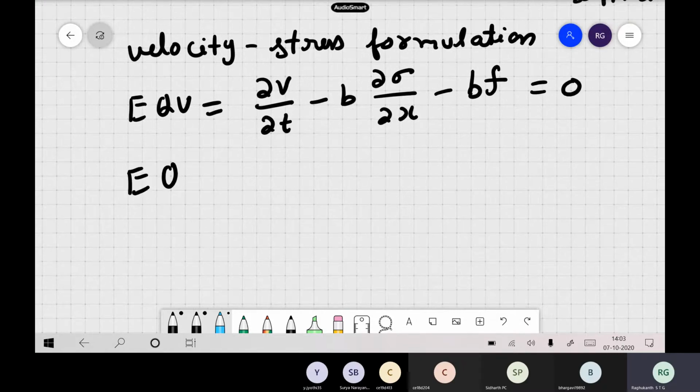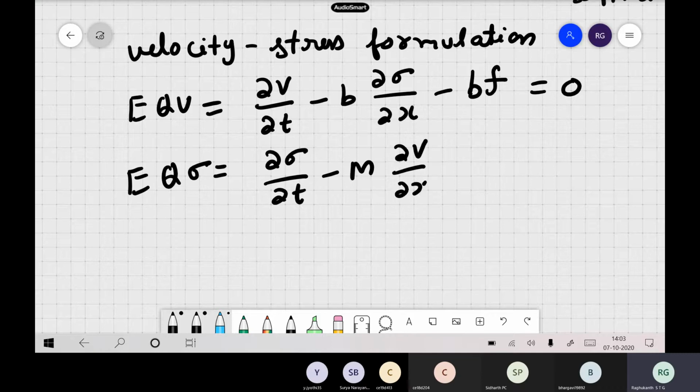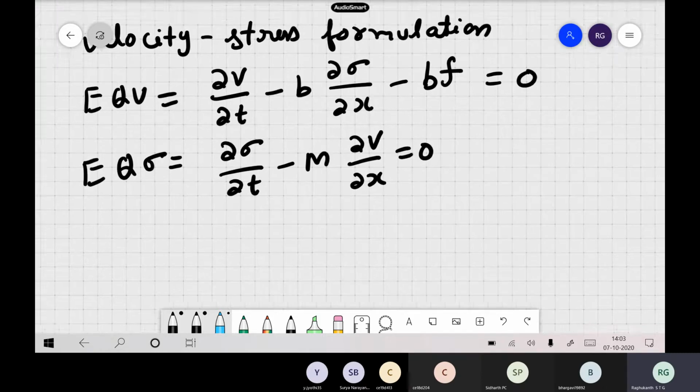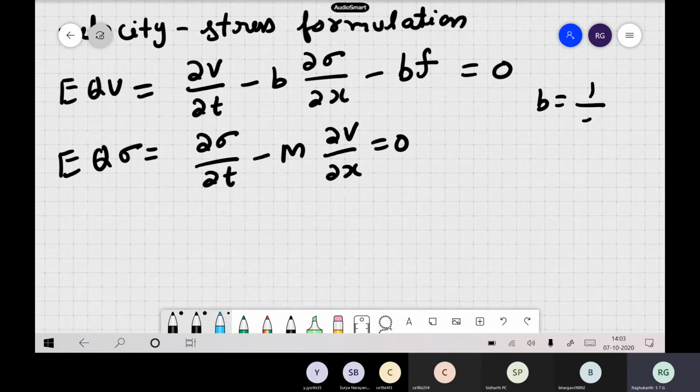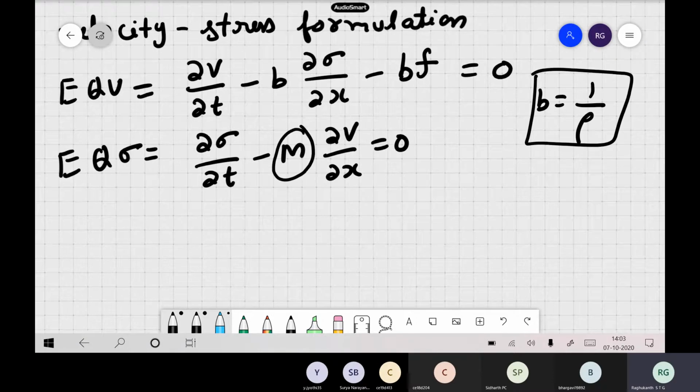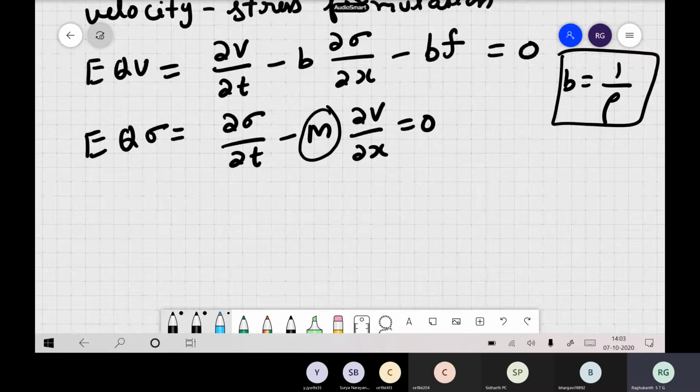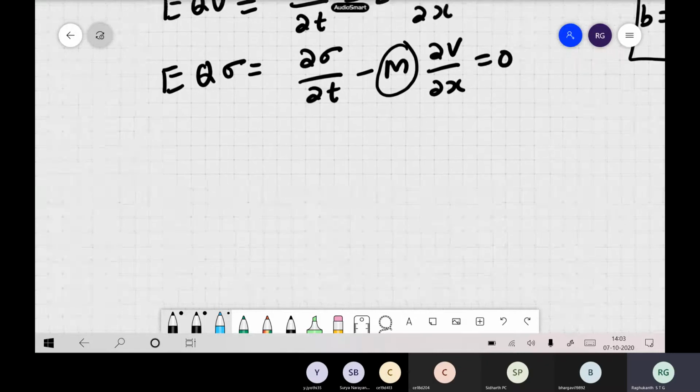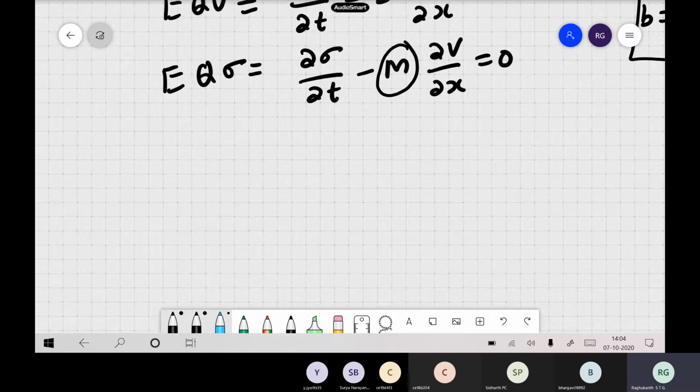Then we had the other equation for stress: ∂σ/∂t − M ∂v/∂x = 0, and of course b is nothing but 1/ρ itself. M is your modulus. M by ρ, the square root of M by ρ, is your phase velocity, and other things we have seen.